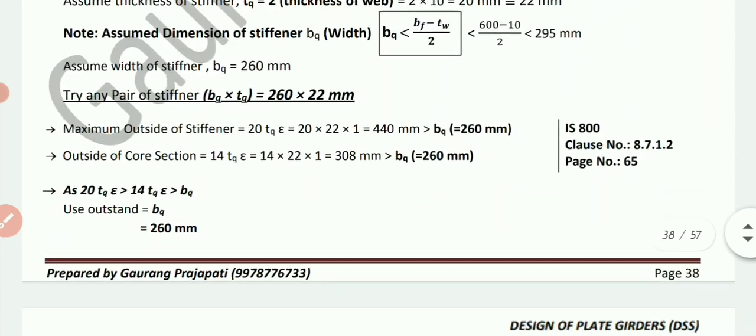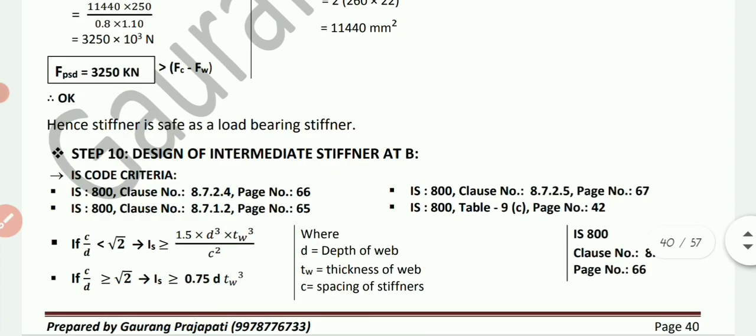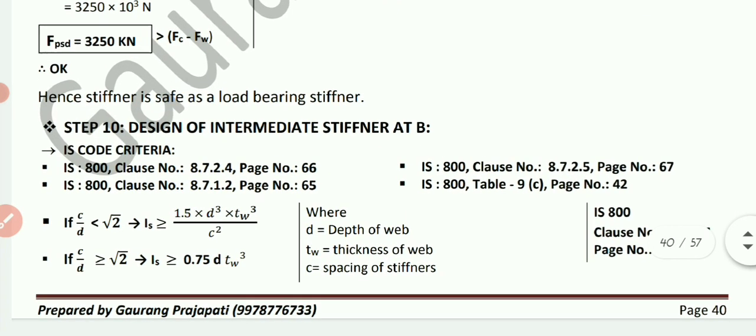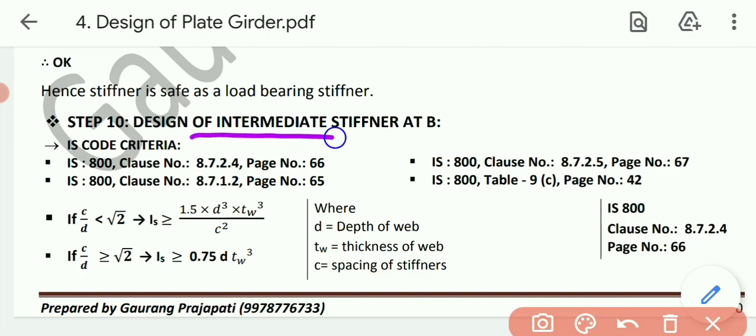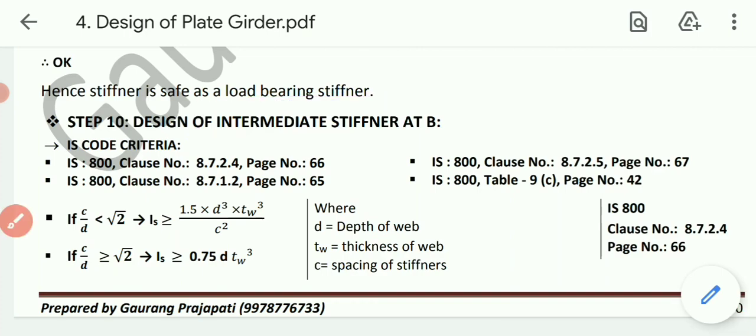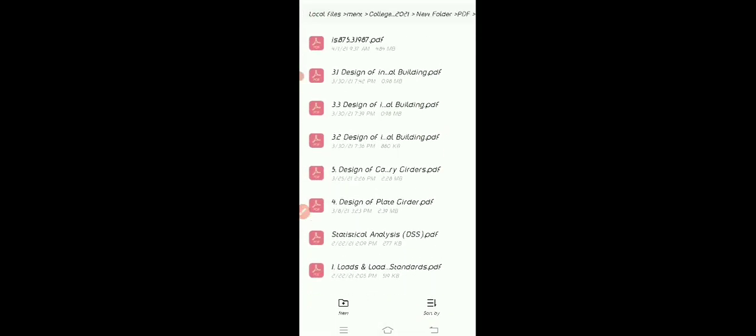Okay, now going forward, step number 10. Now we have already designed the end bearing stiffener, so in this one we are going to design the ITS, that is the intermediate transverse stiffener, at B point. In order to calculate the intermediate transverse stiffener at B, first of all let's use the code criteria, that is on page number 66.